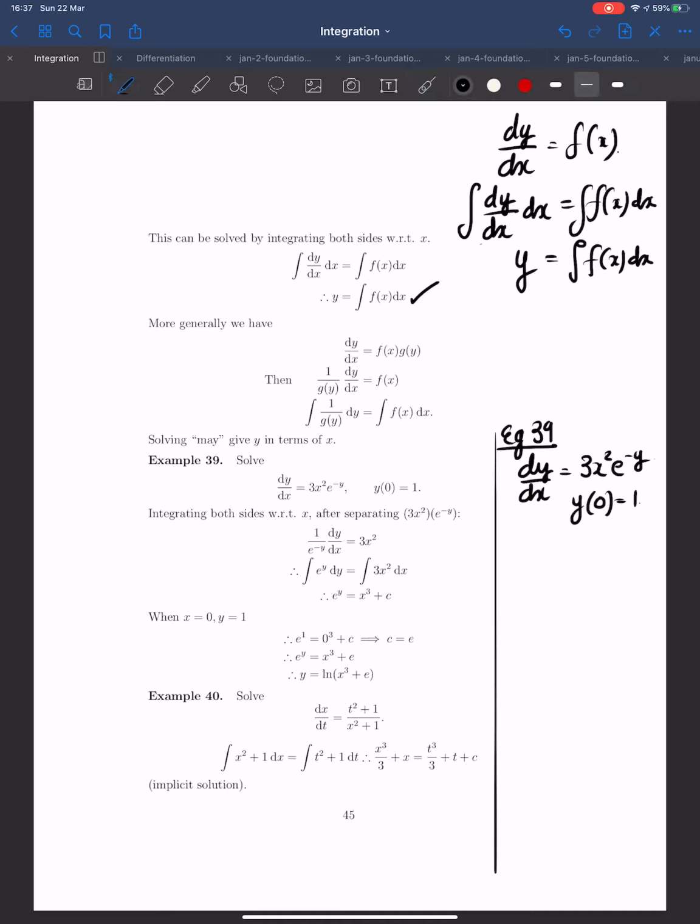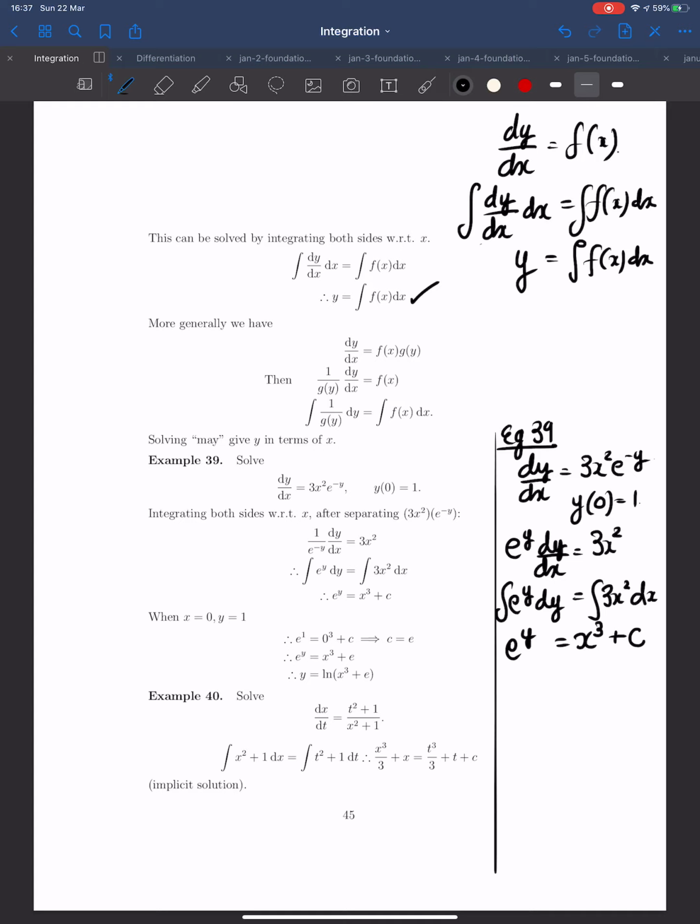So I'm going to multiply both sides by e to the plus y, because that will cancel out that e to the minus y. Then I'll integrate both sides with respect to x. So it has the effect of cancelling out that one there. Not really, but I shouldn't really say that, but it's what happens. And then we can integrate both sides. So the integral of e to the y is e to the y. The integral of 3x squared is x cubed. We put plus c.